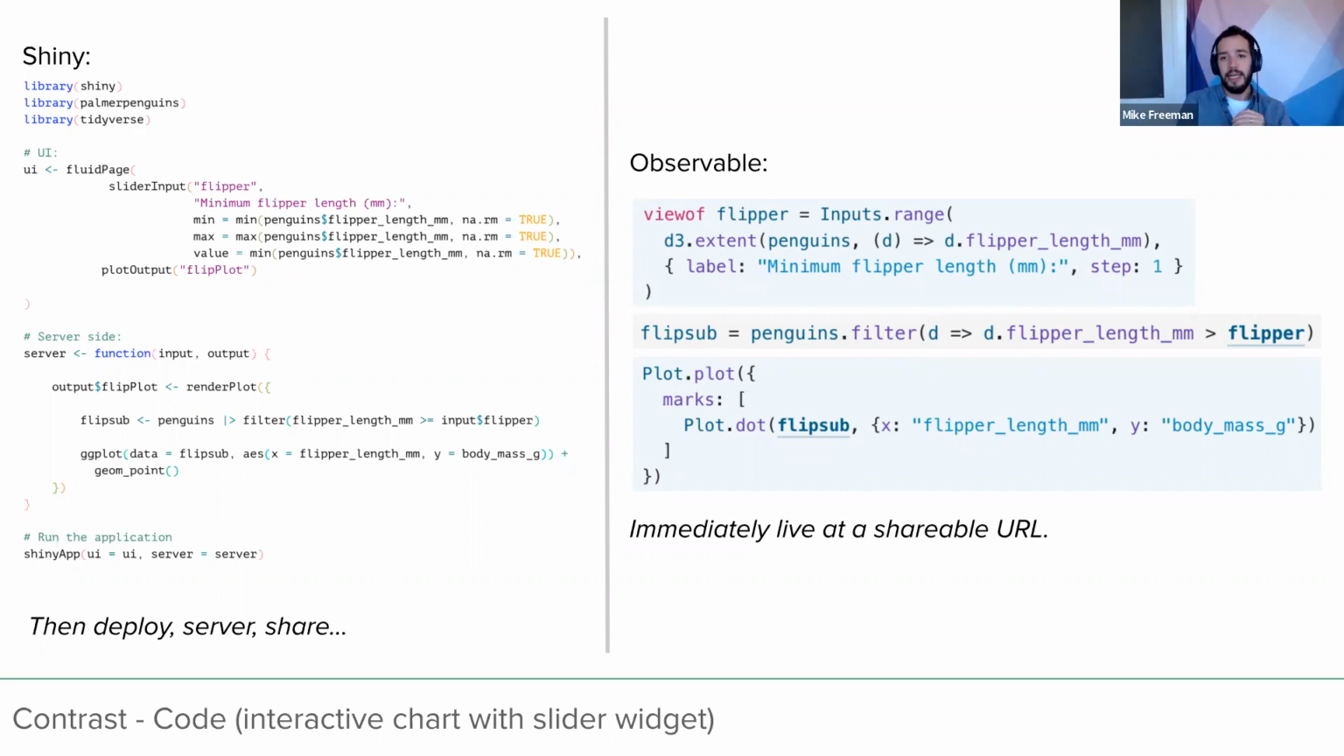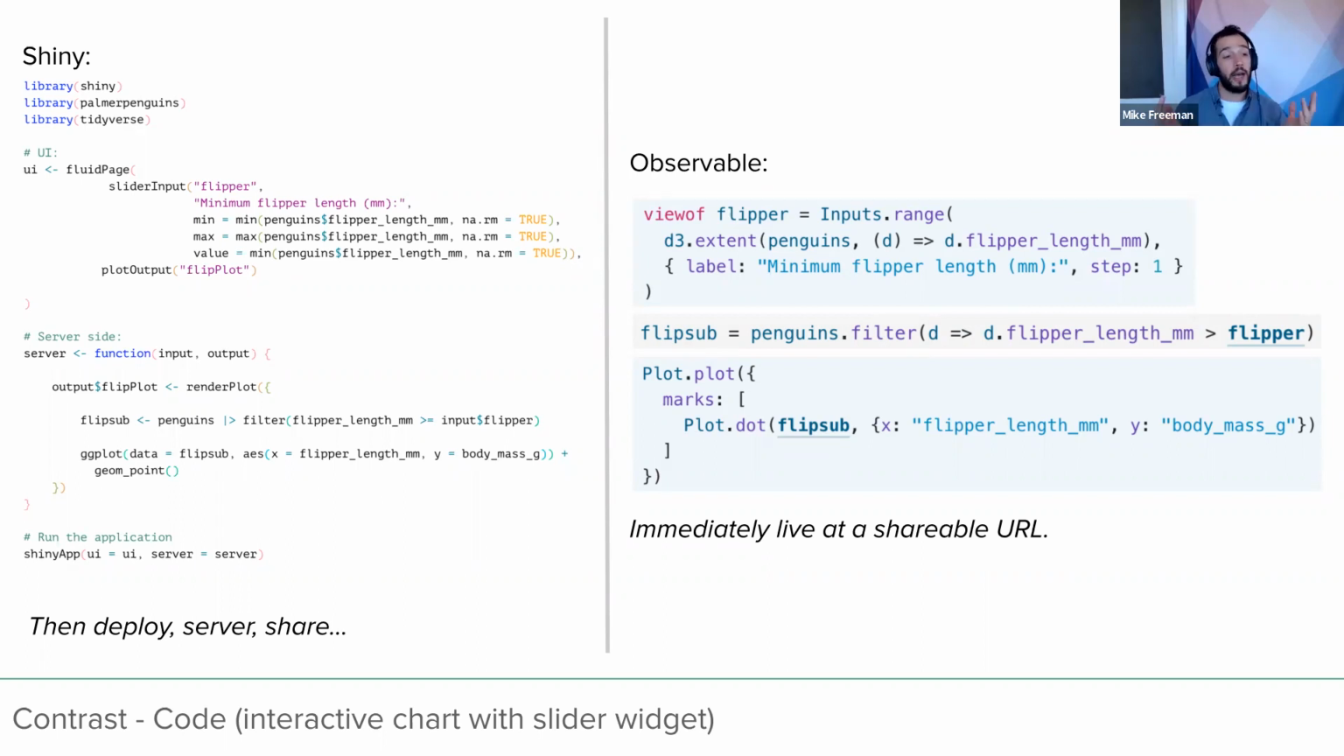And in Observable, we'll be walking through this, but a lot of these pieces are interconnected by default. That's the way the runtime of the notebook is structured, so you don't have to worry about explicitly tying these pieces together. And you're able to use a syntax that mirrors ggplot, with another grammar of graphics library called Plot. And then it's immediately live at a URL that you can share, as opposed to taking what you've done in Shiny and finding a place to host it.